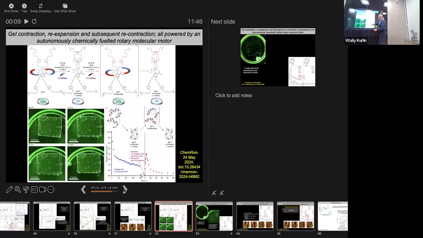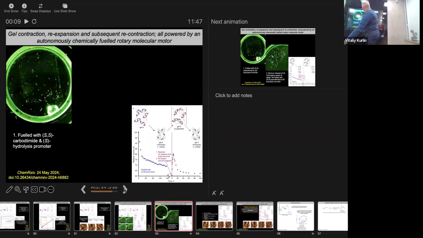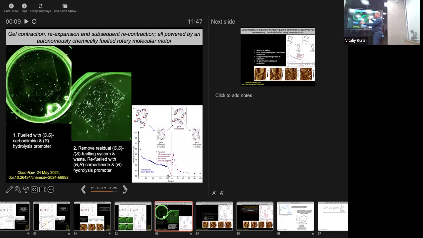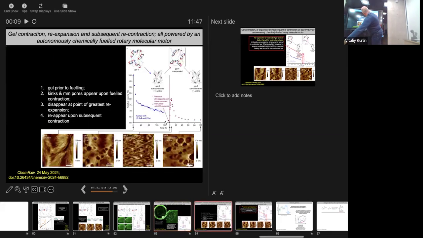And then once most of the strands have unwound, as there's still fuel present rotating the motors in that new direction, it then starts to contract again. So this is filling it with the counterclockwise rotating motor, so you see the gel contraction. Then we wash that out, the S fuel, and replace it with the R fuel, and this is what happens. First it expands and then it starts to contract again as you're winding it in the now clockwise direction. So that's that. So notice two things.